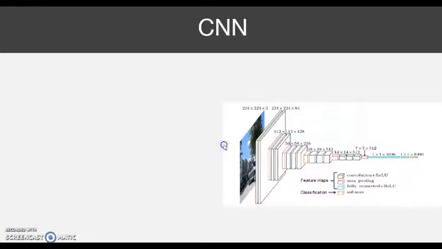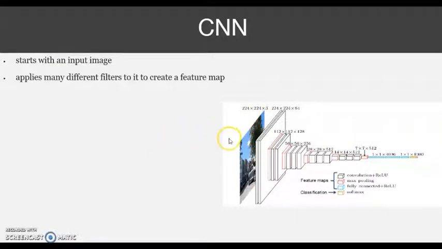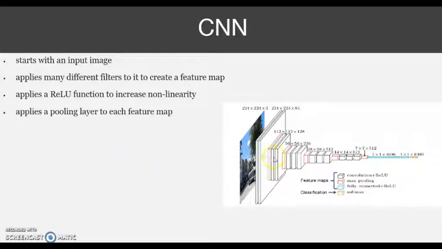And to summarize all of these, the first thing is to start with the input layer, or the input image, sorry. Then apply many different filters to it to create the feature maps. We'll be talking about this later. And then apply a ReLU function to increase the nonlinearity. Apply a pooling layer to each feature map. Then flatten the pooled image into one long vector.